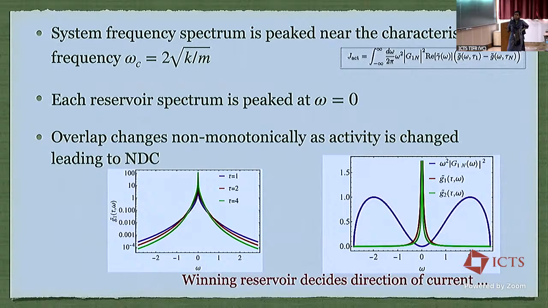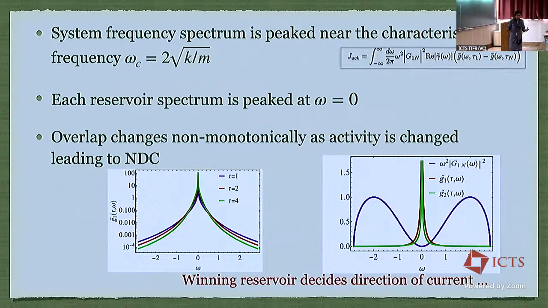This is a mathematical, technical description, but physically, how to understand this? Each reservoir has its own band. This Lorentzian gives a width around omega equal to 0. How much current it tries to drive through the system depends on the overlap of that band with the system's frequency band, which is around square root of k by m. Whichever reservoir wins, which has more overlap with the system, decides in which direction the current would go. This is not very satisfactory, I accept, but we don't know how to do better. If you have any idea, that would be great.